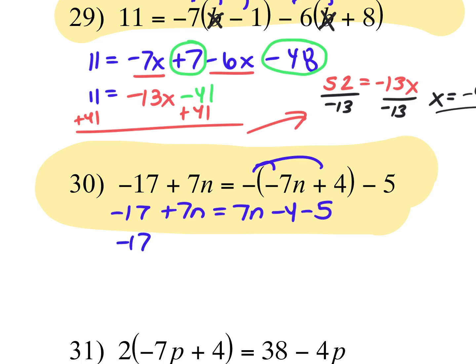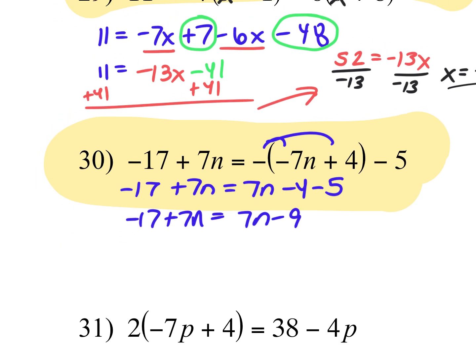So leave negative 17 plus 7n over here. What can I combine on the right-hand side? Negative 5 and negative 4. So I have 7n minus 9. You guys agree? Okay. Let's move letters to one side, numbers to the other. So I'm going to add 17, and I'm going to subtract 7n.